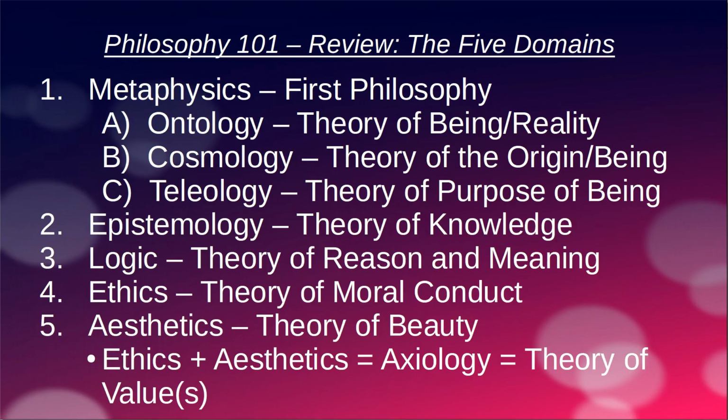So to review, the 5 domains of philosophy according to the ancients were metaphysics, which means first philosophy, subdivided into ontology, which is the theory of being or the theory of reality, cosmology, which is the theory of the origin of being, teleology, which is the theory of the purpose of being. Second is epistemology, or the theory of knowledge. Third is logic, the theory of reason and meaning. Fourth is ethics, the theory of moral conduct. The fifth is aesthetics, the theory of beauty. And in modern days, we have sort of combined ethics and aesthetics into a new study called axiology, which is the theory of values.